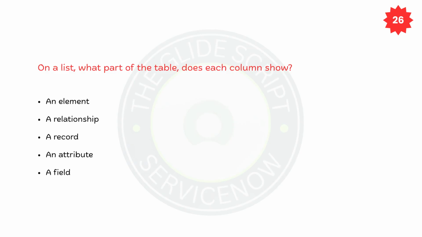Next, on a list, what part of a table does each column show? A field.